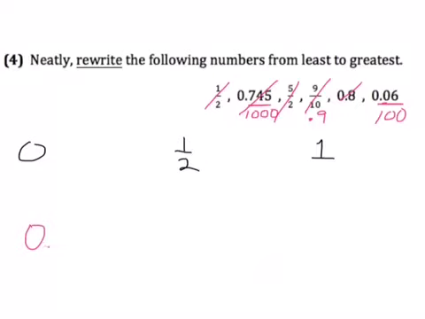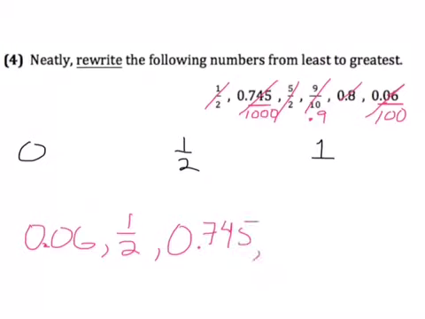Our smallest was 6/100ths. Then we had 1/2. Then we had 745 thousandths. Then 0.8, 8/10, 9/10, and lastly 5/2.